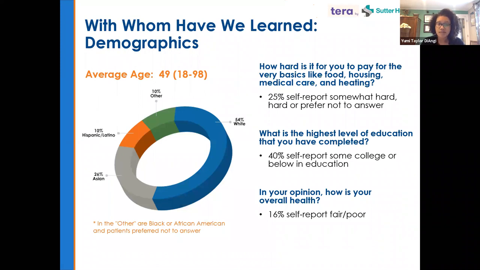So demographics, our average age is 49. The oldest patient in my panel currently is 98. Most of our population is white and Asian, though we also have Latino, African American, and mixed race patients as part of our population. A quarter of the population does have financial insecurity, so it's challenging to pay for basics like food and housing and medical care. In terms of education, 40% report that the highest level of education is some college or less. And in this NIH question, in terms of how they rate their health, 16% self-report fair or poor. Next slide.